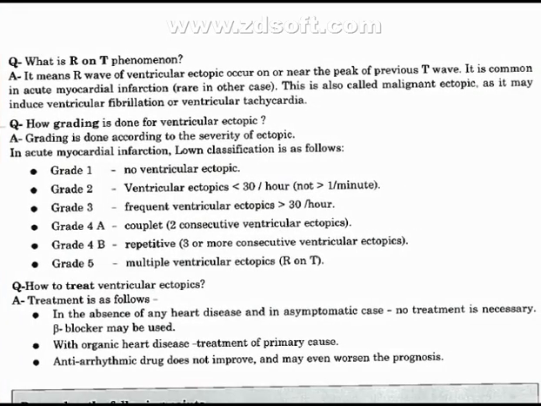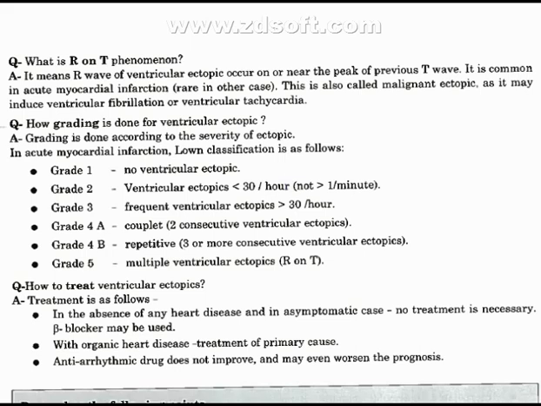Now, what is the R on T phenomenon? It means the R wave of a ventricular ectopic occurs on or near the peak of the previous T wave. It is common in acute myocardial infarction, rare in other cases. This is also called a malignant ectopic, as it may induce ventricular fibrillation or ventricular tachycardia.